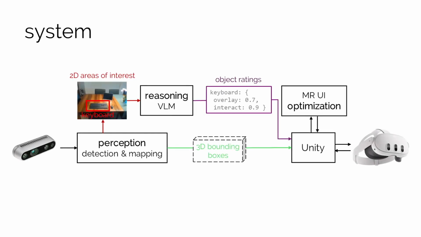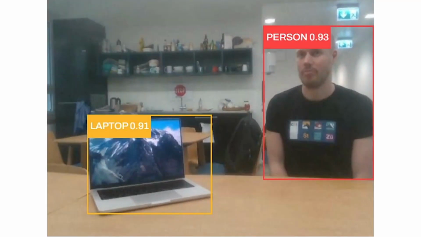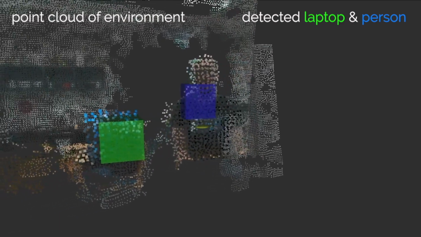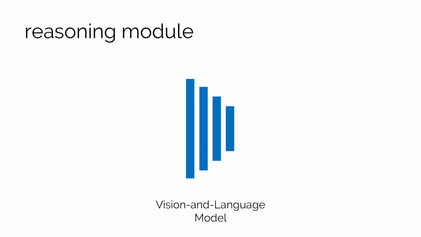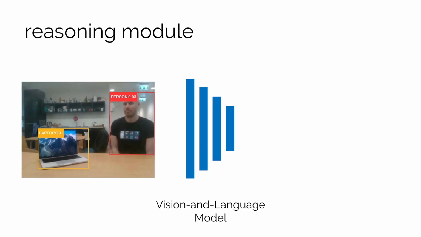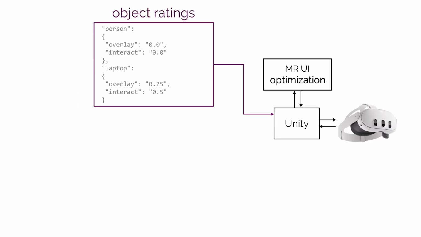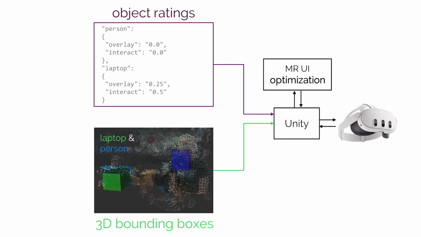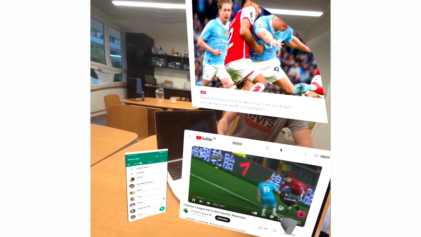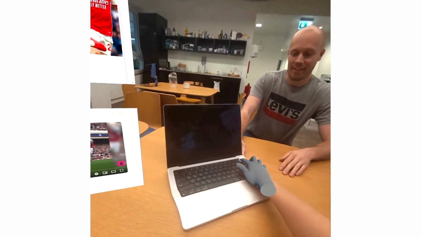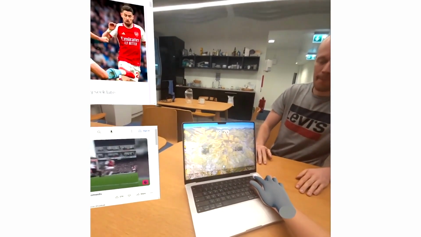Our system consists of 3 modules for perception, reasoning, and optimization. The perception module recognizes objects and people around the user and fits 2D and 3D bounding boxes around them. Our reasoning module leverages a vision and language model to evaluate the suitability of scene locations to accommodate UI elements for display or interaction. Our optimization scheme then uses these ratings as well as the 3D bounding boxes as input and generates mixed reality interfaces, ensuring that widgets do not obstruct relevant real-world cues or interfere with social norms.